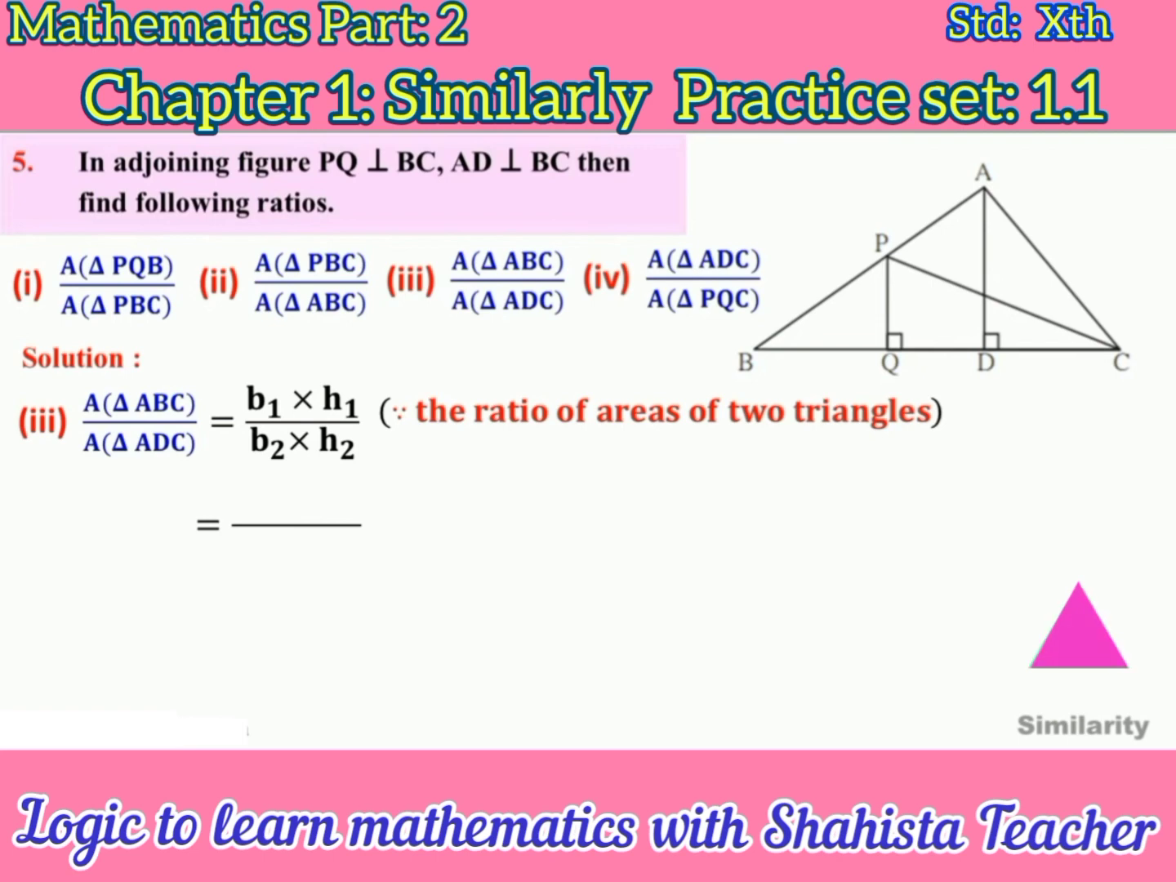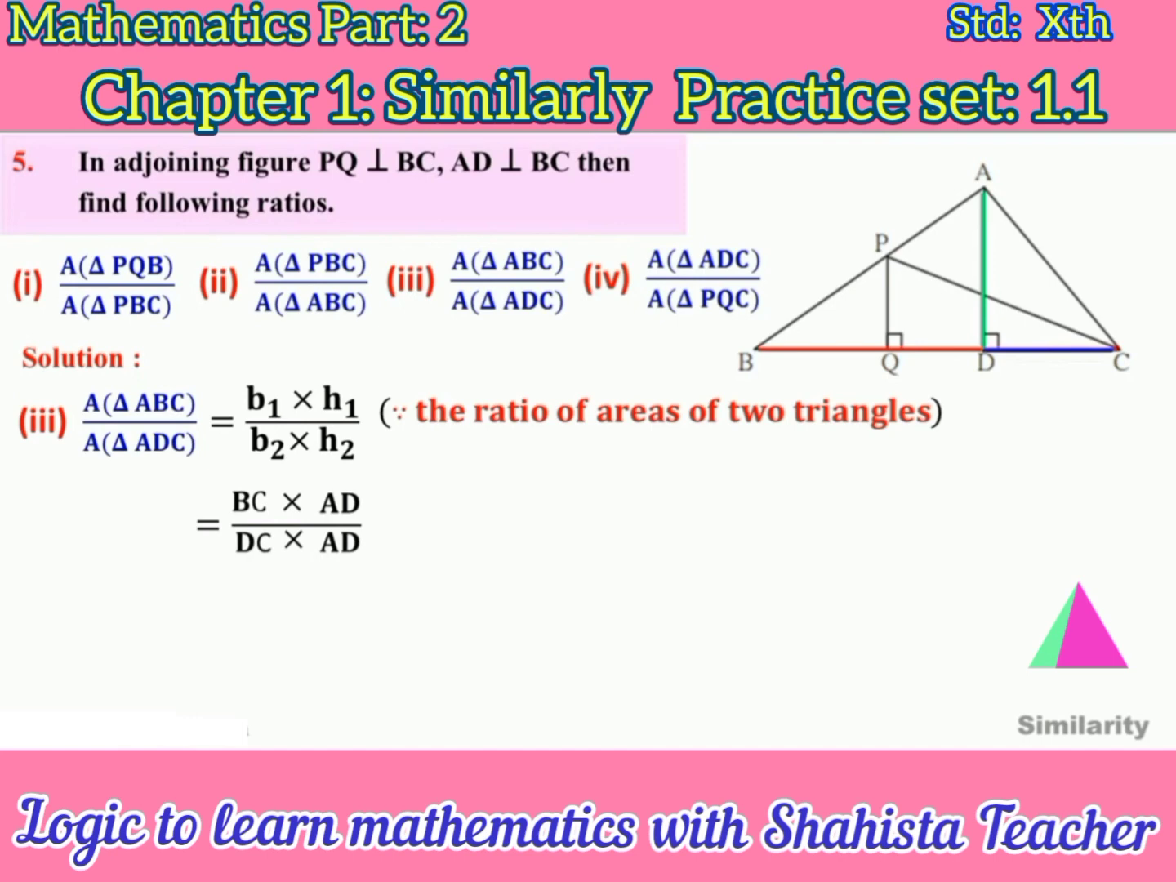Here in the numerator, base 1 is BC. Again similarly, BC is the common base. So BC multiplied by AD, see the greater one, AD. BC multiplied by AD upon here DC, see this green blue colored part. DC is the base, again DC is the base. So DC multiplied by AD. So here the height is common.